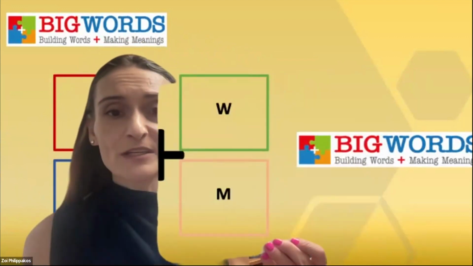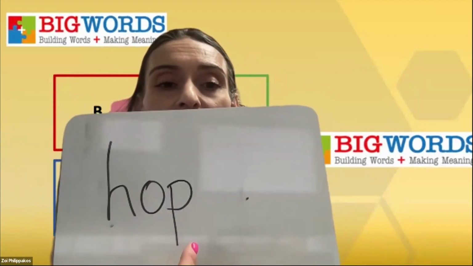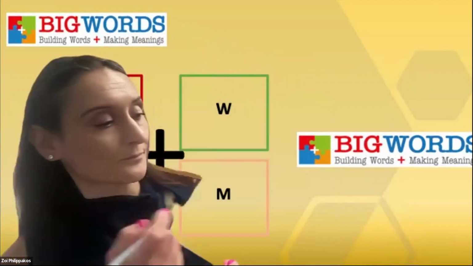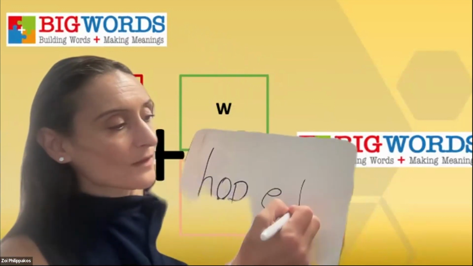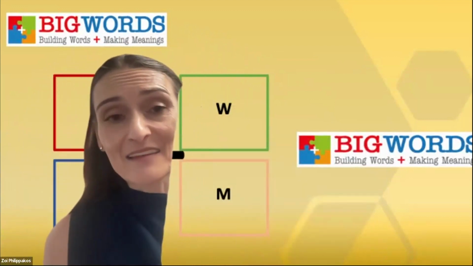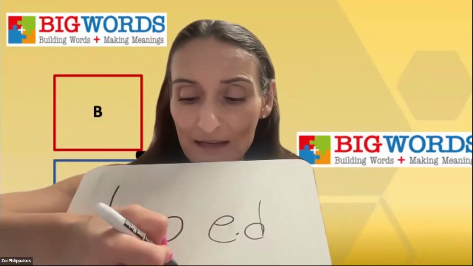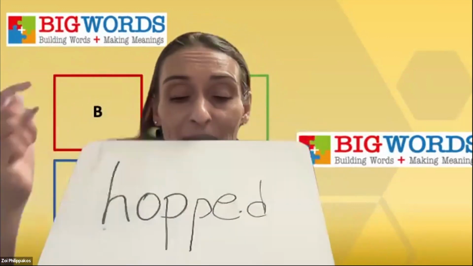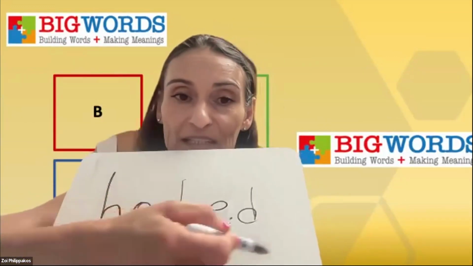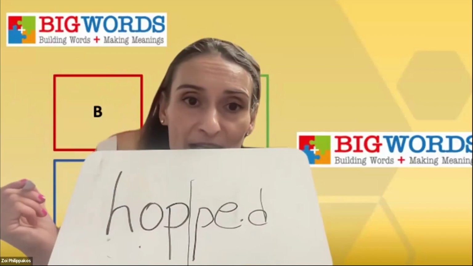And in this word, which has a short vowel, the word is hop, I would like to add the ED. When I add ED though, in order for me to retain the vowel sound, I will need to double. So in this case, I will double. And when I break it, I will say hop. In this case, I'm retaining the short vowel sound.